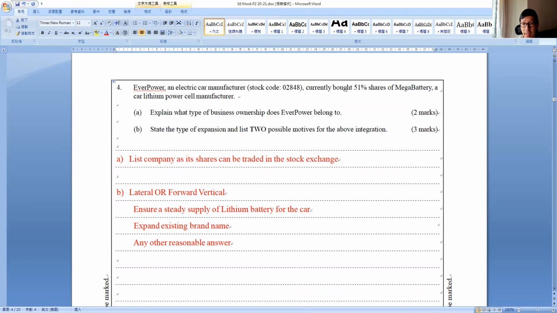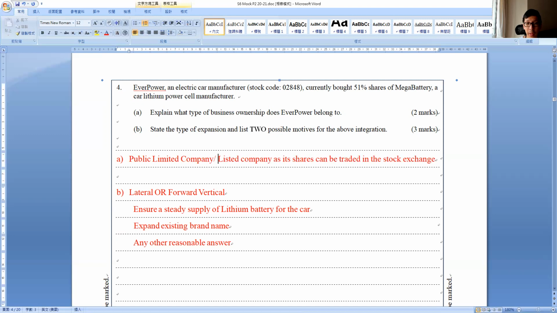Electric car manufacturer, right? Currency bought 51% of the share, 係嘛 meaning becomes the biggest shareholder. 好啦 a lithium power cell manufacturer, a car lithium power, of course, right? 係咪梗係講車啦？係嘛？好啦 explain what type of business owner does Everpower. You see there is a stock code, right? Now, therefore, this is a listed company. Okay, as its share can be traded in the stock market, 係嘛？Or some of you mentioned publicly, 係嘛？可以嚟公開地做啦，publicly, right? Or you can call it public limited company, also okay. Listed company or public limited company, no problem, both okay.